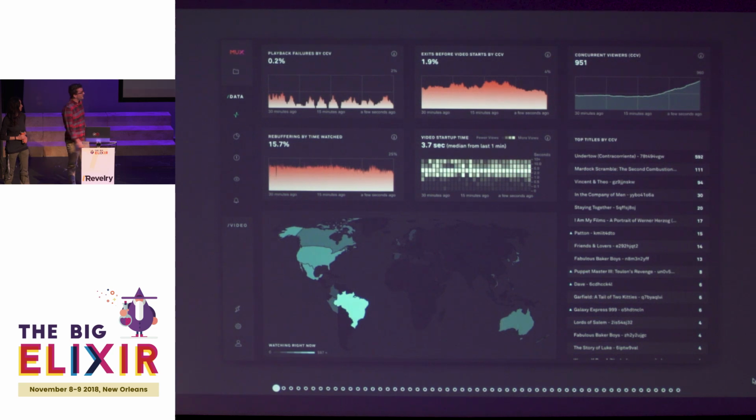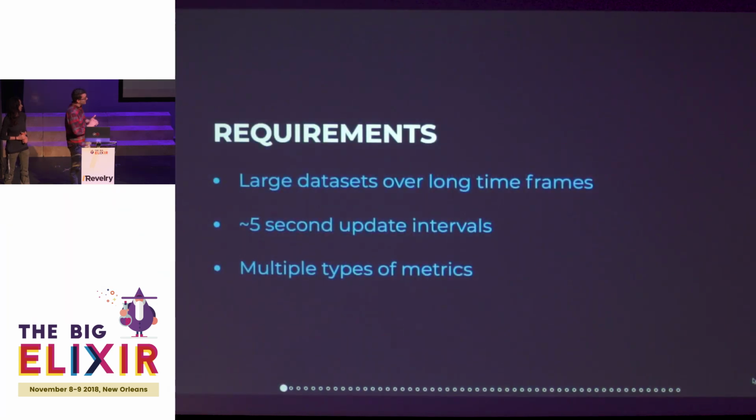So the new feature we needed to build was something like this. If you've ever used a real-time analytics product, you've probably seen something along these lines. Different metrics, relatively large time frame, pretty standard. So our requirements from a business perspective were that we had, again, a relatively large data set over a relatively large time period, about 30 minutes, and then we need to display multiple types of metrics. So nothing too crazy there.